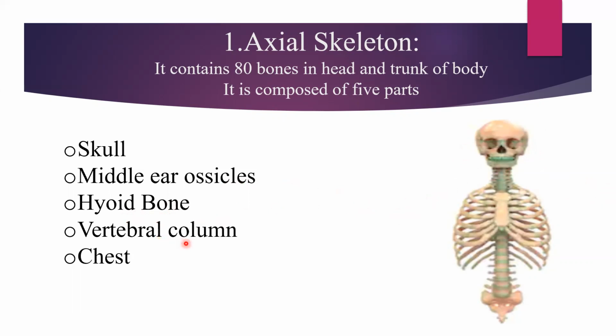Vertebral column contains 26 bones, and these bones are called vertebrae. Chest is made up of the bone called sternum, and ribs.